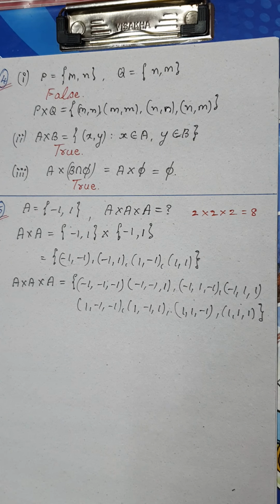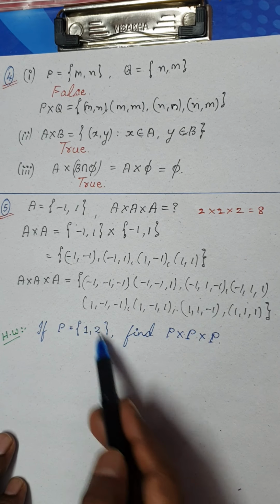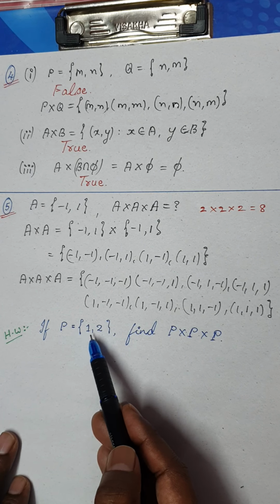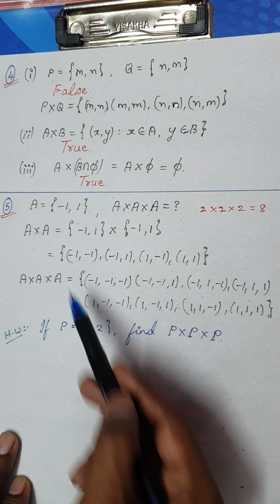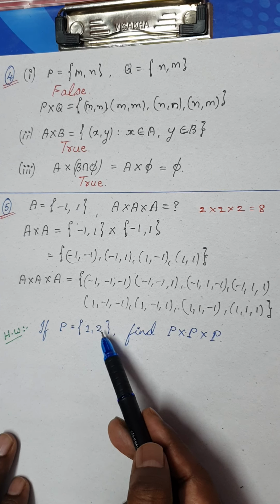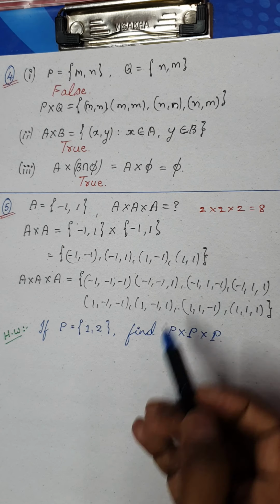Before I go on to the next question, I'll give you a similar question as an assignment. Kindly note down the question given for homework. It's actually a similar question. The only thing is the elements are changed: in place of -1 I have given 2. Kindly practice this. Work it out in the similar manner where I have done above.